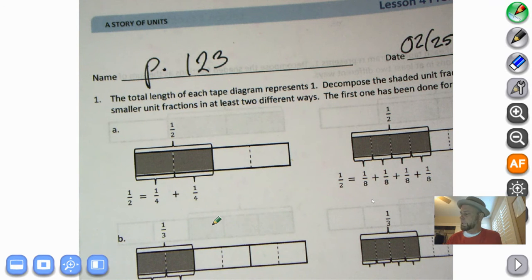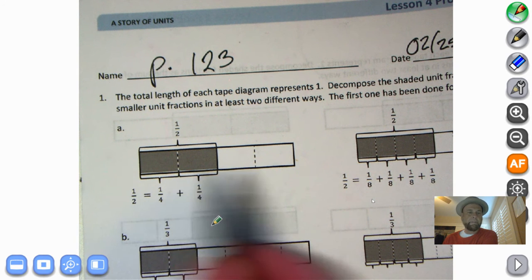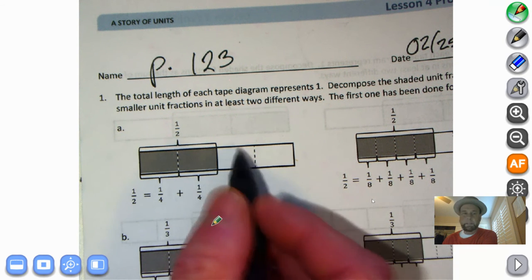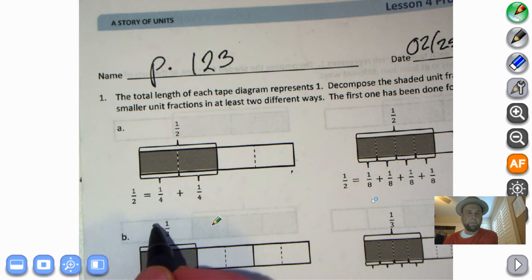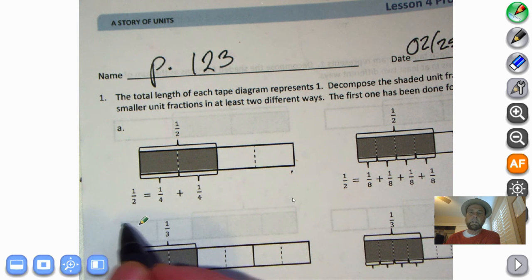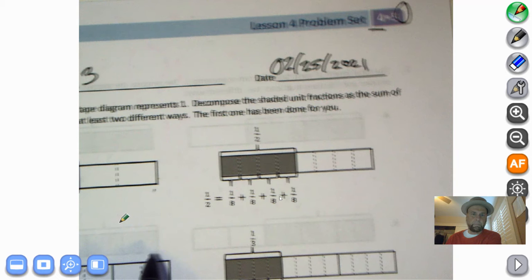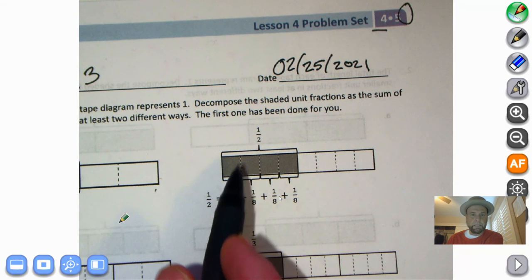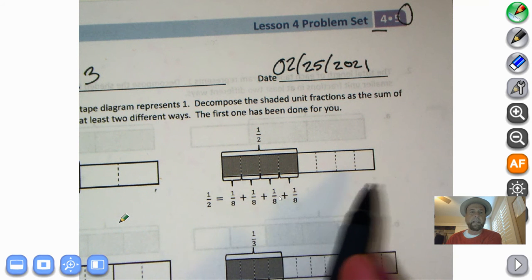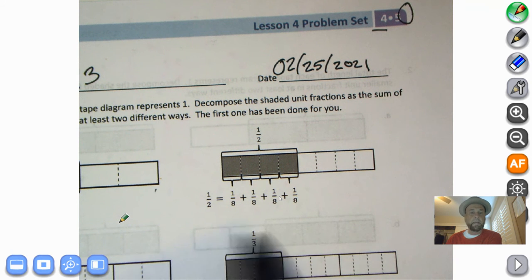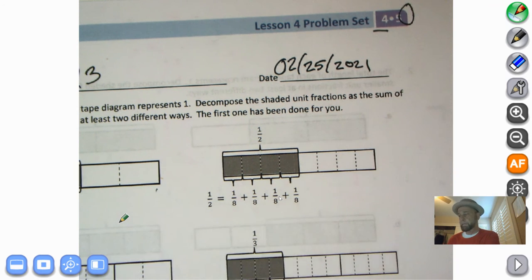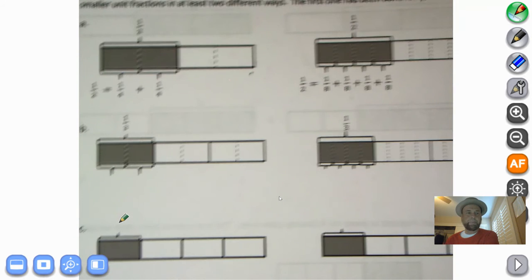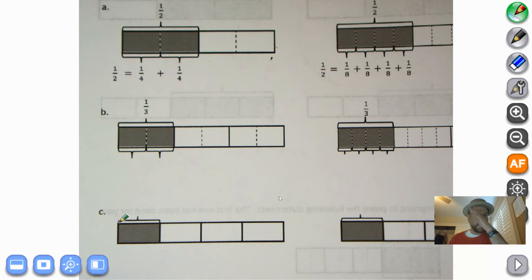Okay, remember we did this yesterday? We had 1/2, and then we split them into fourths. So we knew that 1/4 plus 1/4 equaled 1/2. Over here, we started with 1/2 again, but this time we split it into 8 pieces. So 1, 2, 3, 4, 5, 6, 7, 8, and we have 1/8 plus 1/8 plus 1/8 plus 1/8 equals 1/2.